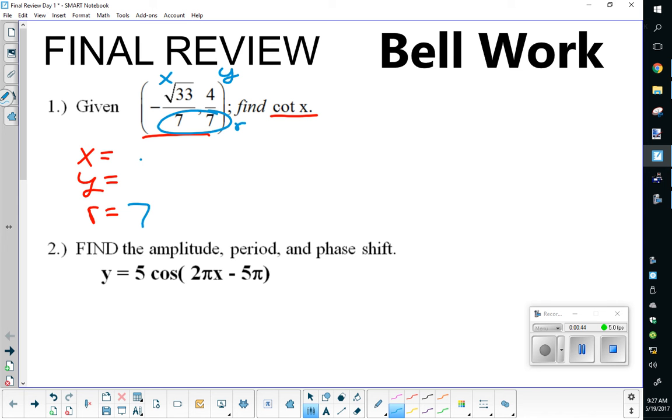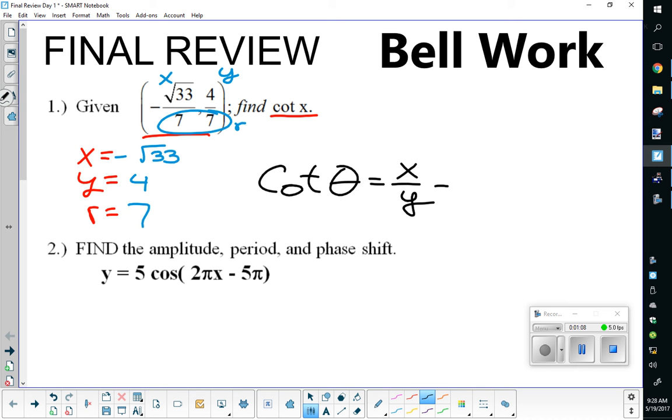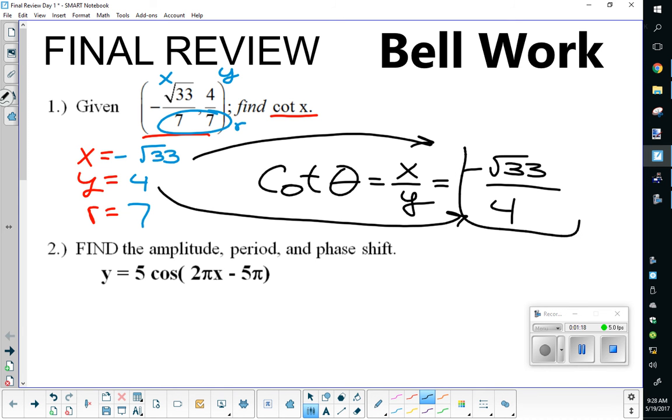My X is square root of 33. Which one of those things is negative? Is it the X or the R? X, because R is never negative. And my Y is going to be 4. There's my setup. I haven't rewritten those on the unit circle yet, but it's cotangent. So look at your paper. What do I need in order to get cotangent? X over Y. Cotangent of theta is X over Y. So all I need to do is plug in my X, negative radical 33, over my Y, 4, done.